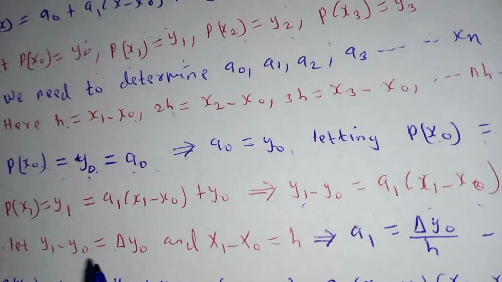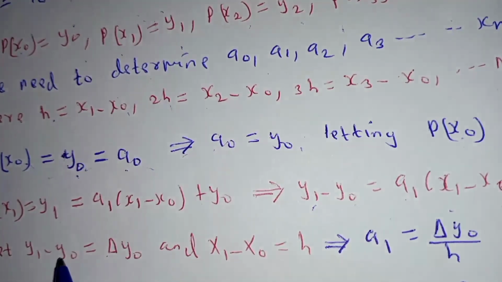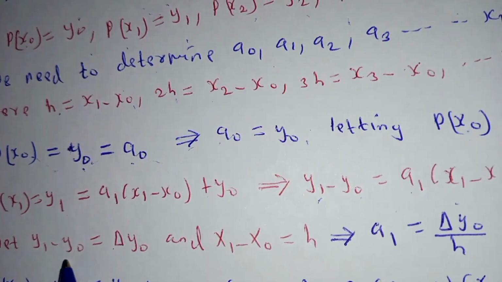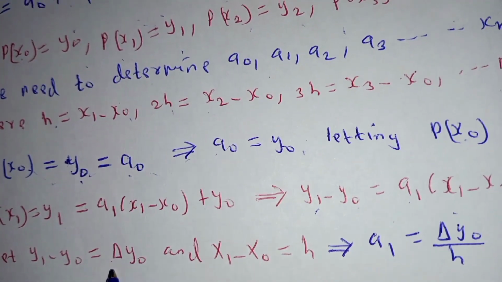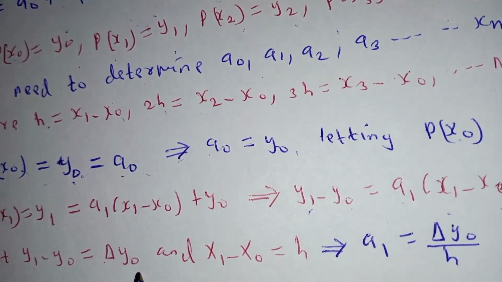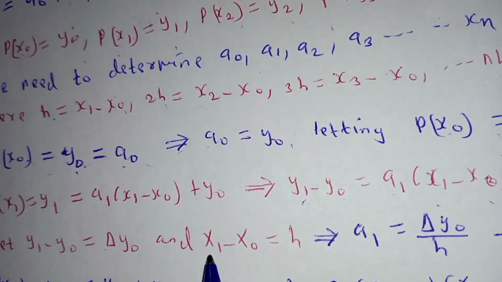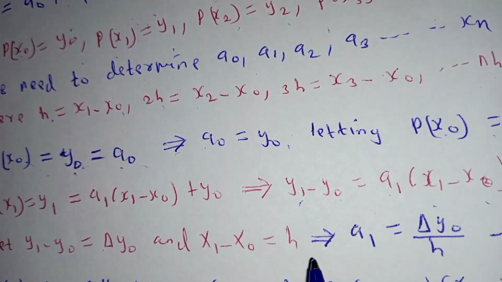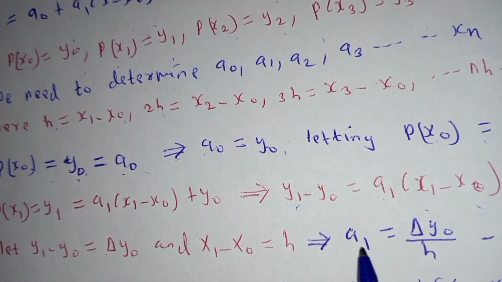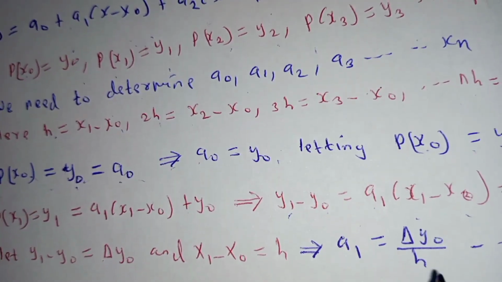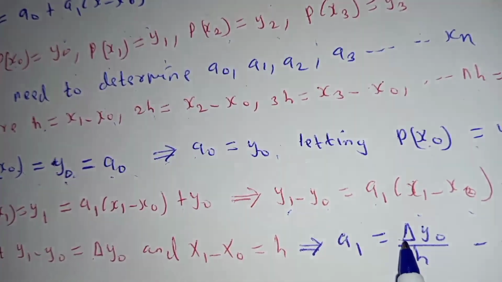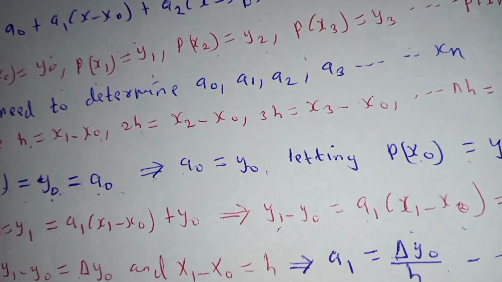So we can let y1 minus y naught be equal to the first forward difference of y naught, and x1 minus x naught be equal to h. So meaning that our a1 is equivalent to the first forward difference of y naught over h.